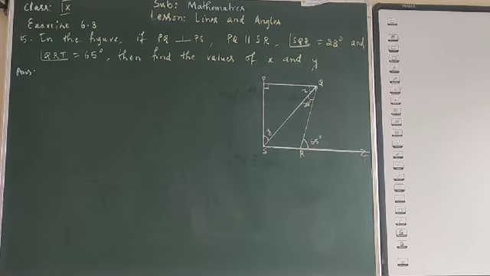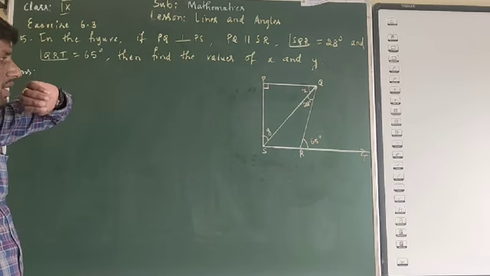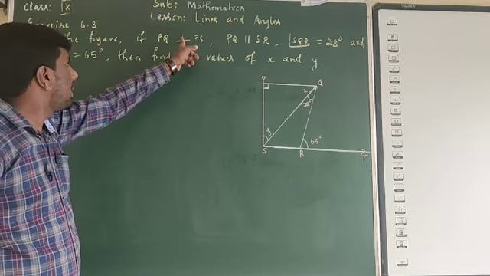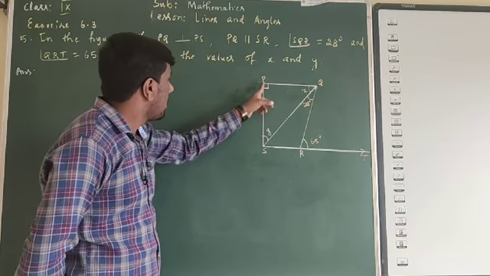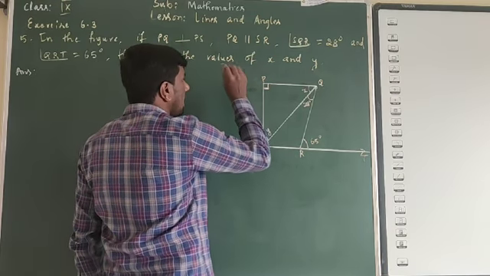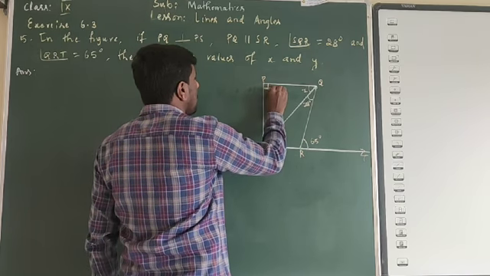Okay, the next question is, in the following figure, if PQ perpendicular to PS, this is the symbol of perpendicular. PQ is perpendicular to PS. That means angle between those two lines will become 90 degree. This is 90 degree. Perpendicular in the sense the angle between those two lines are 90 degree.